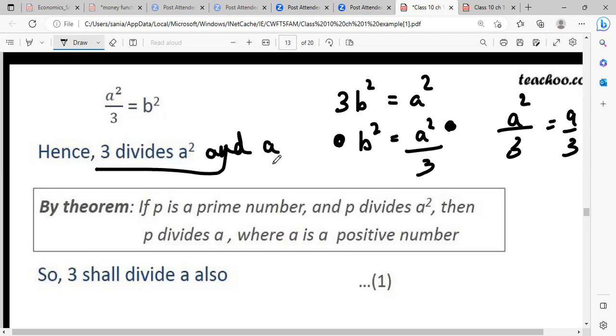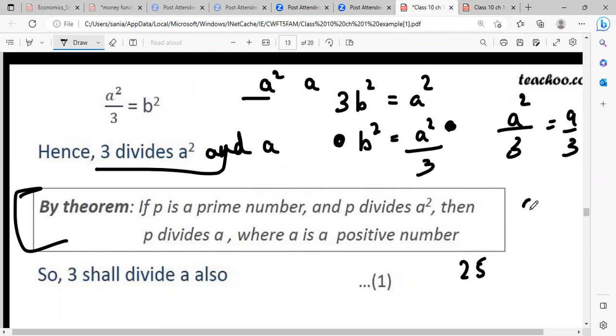Clear? So by theorem, if P is a prime number and P divides A square, then P divides A, where A is a positive number. This is a theorem that if any number is dividing the square, then it will also divide A as well. For example, 25, right? 25 is the square of what? 5? Yes.